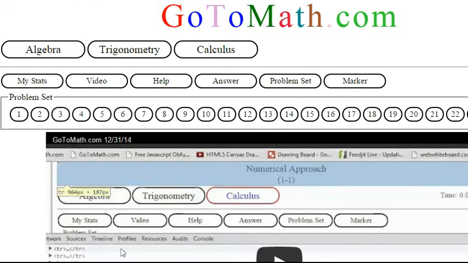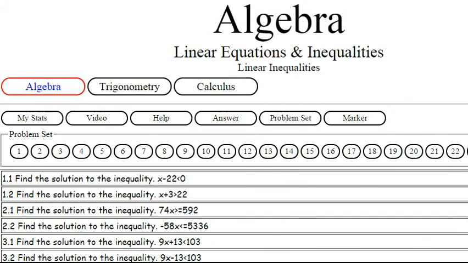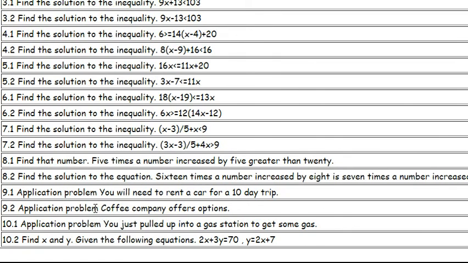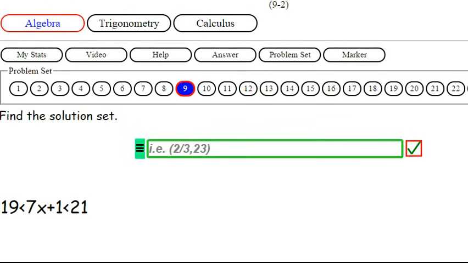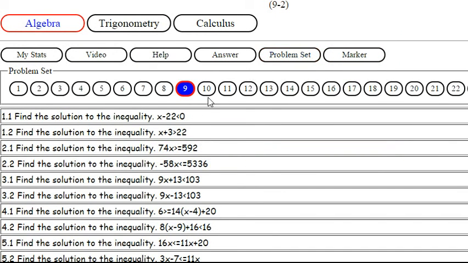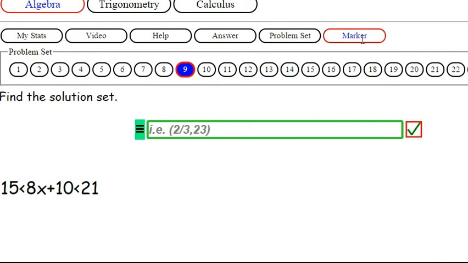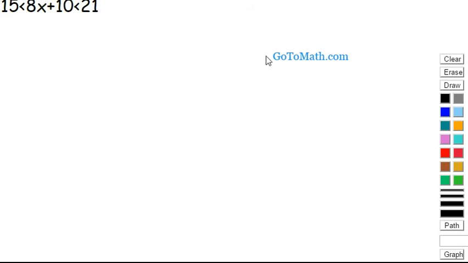Okay, we're over here, gotomath.com. Click on Algebra. Go down to Linear Inequalities. And I believe we are here, which I think I need to change. It said something about a coffee company. That was in the last section, and I didn't mean to do that. Actually, that's what I meant to do right there. I think I meant to hit the marker board actually.